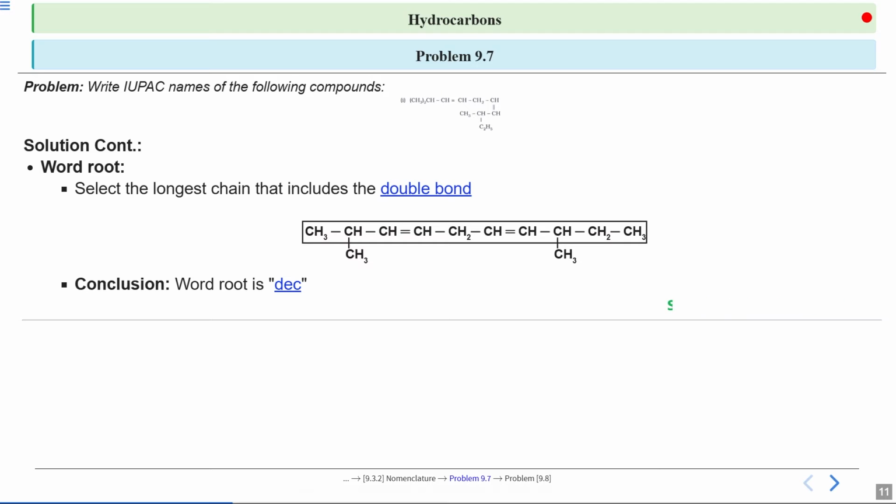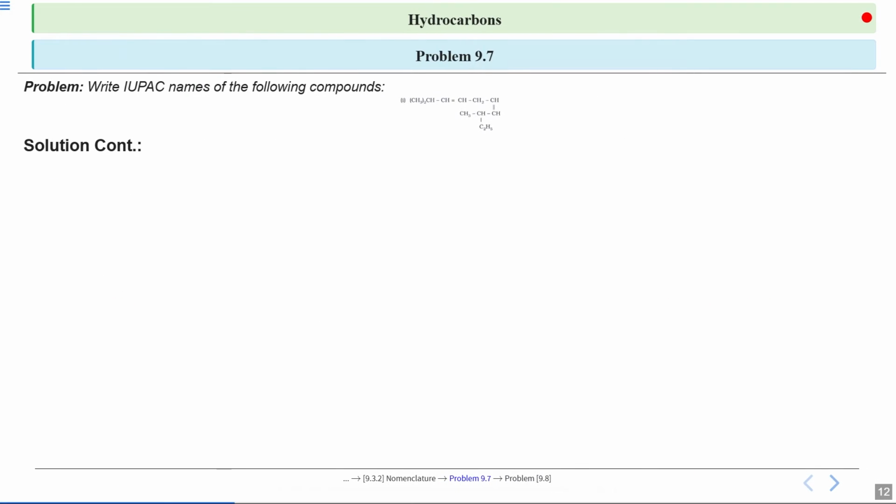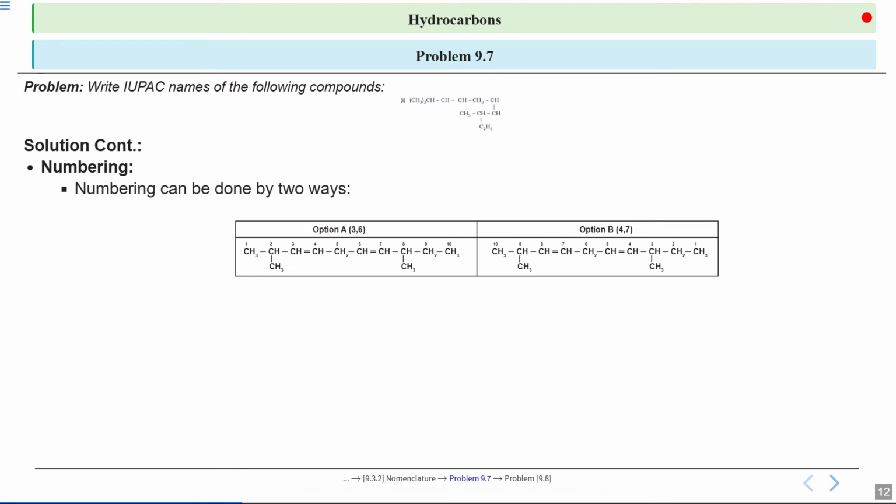So this is the second part of our nomenclature. We have listed the suffixes and prefixes, and we have also seen the longest chain. Now we'll continue our solution. Our next part is numbering the hydrocarbon. How will you do it? Numbering is possible in 2 ways. Either it can be done from the right or from the left. Option A says that you can start from the left. Option B says that you can start from the right. Option A gives us 3, 6 as the positions of the substituents, whereas option B gives us 4, 7.